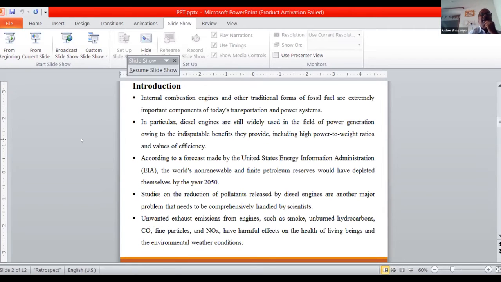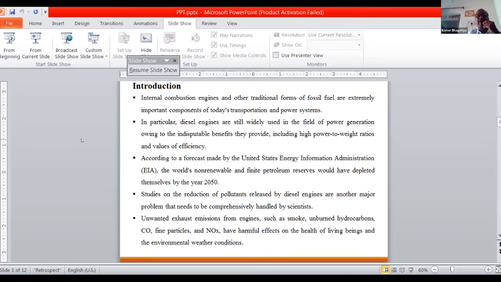Introduction. Internal combustion engines and other traditional forms of fossil fuels are extremely important components of today's transportation and power systems. Today we are all using this internal combustion engine in which we use fossil fuel as our main fuel. In particular, diesel engines are still widely used in the field of power generation owing to indisputable benefits they provide, including the high power to weight ratio and the values of efficiency.